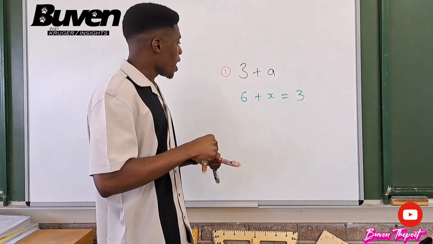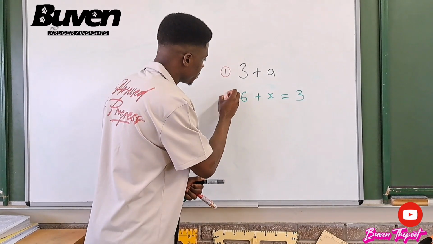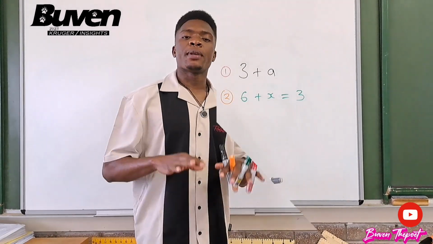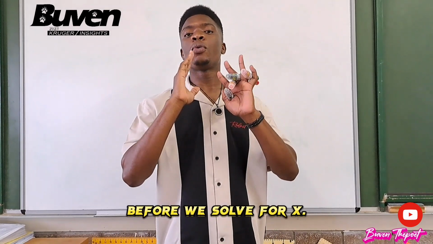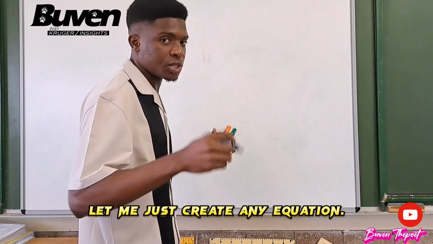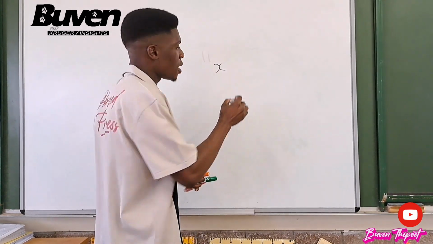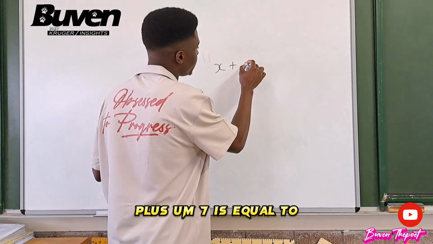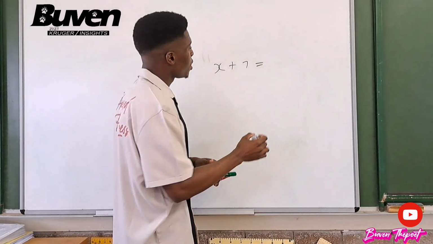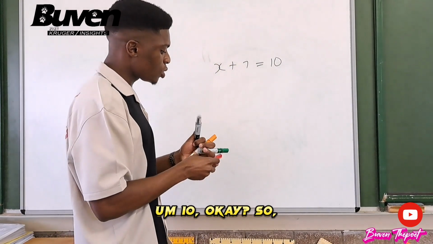And then our number 2 is an equation. So let me remind you before we solve for x. Let me just create any equation. So let's say we have x plus 7 is equal to 10.